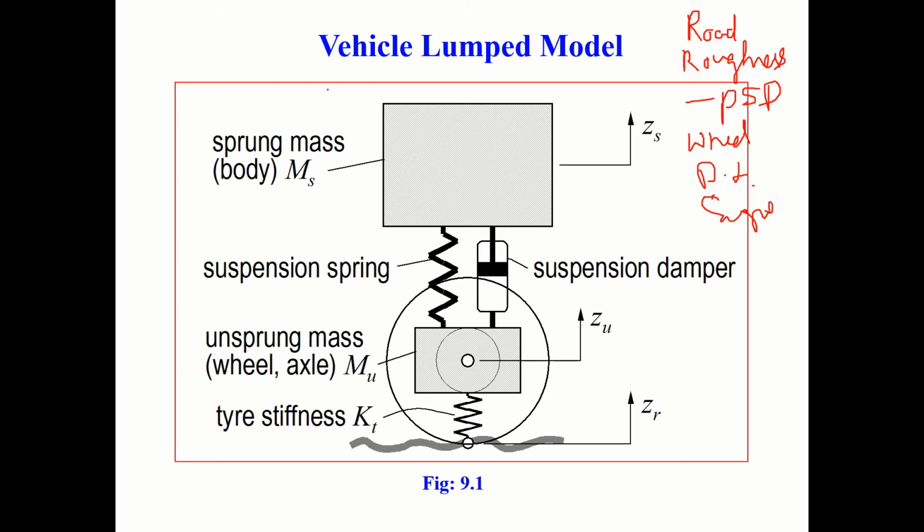Now the vehicle as such, we can model it as, you know, many times I have spoken about this. This is the sprung mass. This is the unsprung mass. This is the suspension part, and this is the tire model. Now we will give excitations on this, and we will study how the sprung mass and unsprung mass behave.